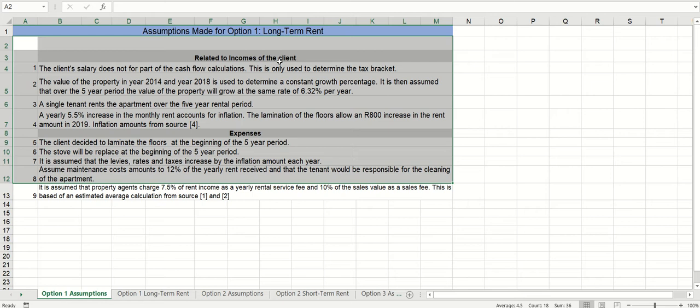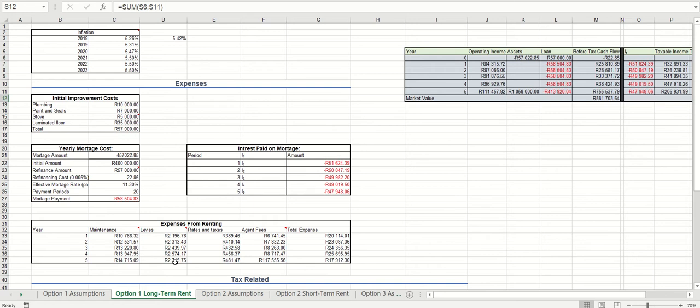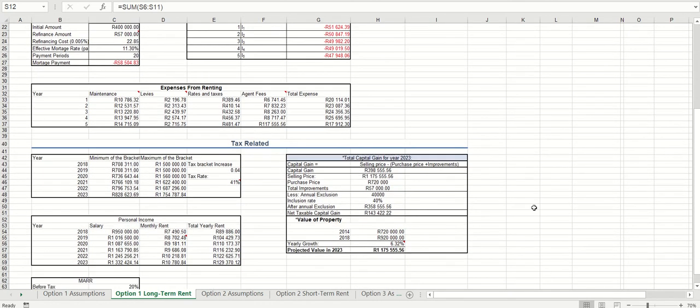We set 12% of the rental income aside for maintenance of the apartment. We were prudent in our decision for this amount to ensure that the worst case scenario can be catered for. The key parts to note in our model are firstly the refinancing of the mortgage to pay for our initial improvements, and secondly our calculation of the total capital gain on which we need to pay tax in the year 2023.